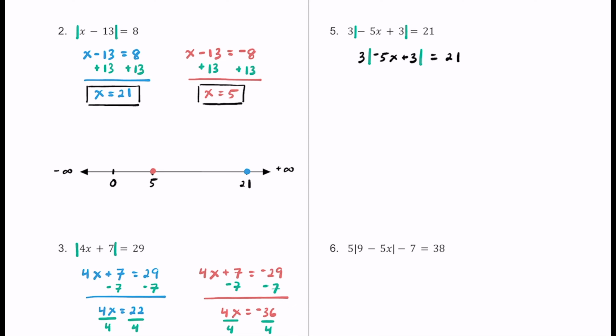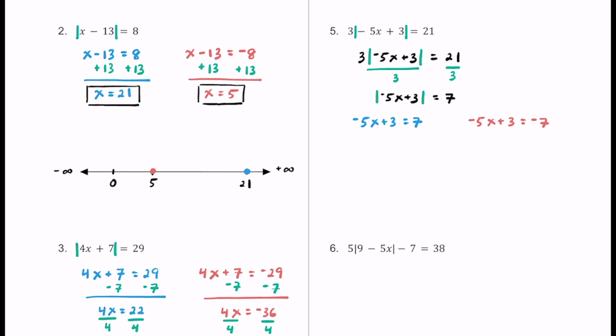And to get the absolute value bars isolated, what we're going to do first is divide both sides by 3. If we divide both sides by 3, then the 3's are going to cancel out with each other, right? And we're just going to be left with the absolute value of negative 5x plus 3, right? Now that's going to be by itself. And on the right side, 21 divided by 3, that's going to equal 7. So now that the absolute value bars are isolated, we can go ahead and write our two separate equations. The first one is going to be negative 5x plus 3, and that's going to be equal to 7. And our second equation is going to be negative 5x plus 3 is equal to negative 7.